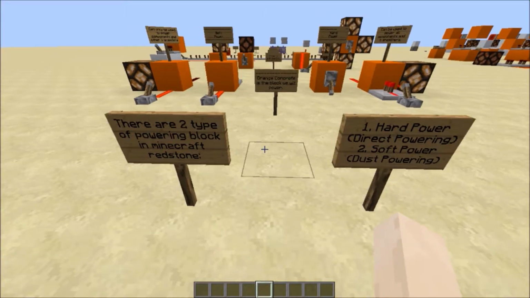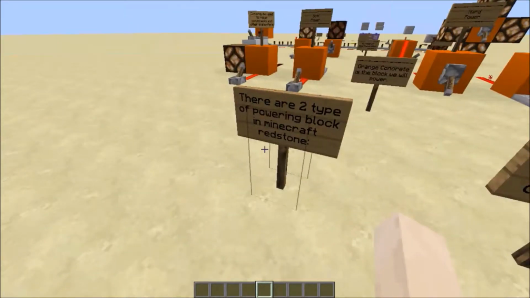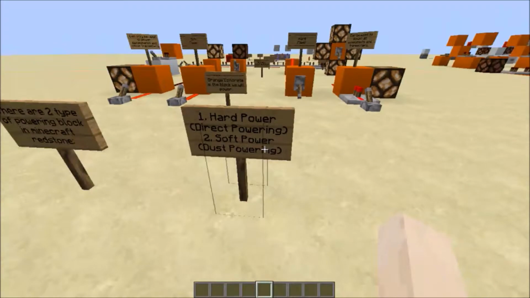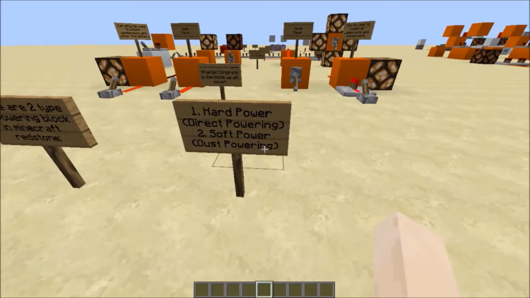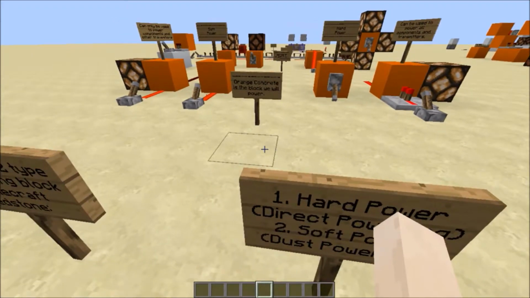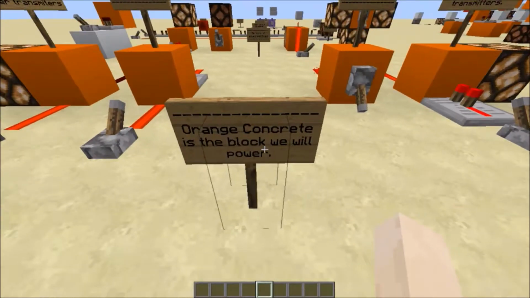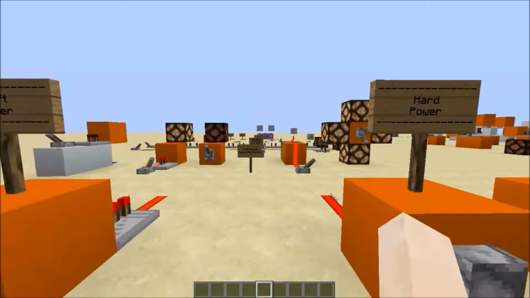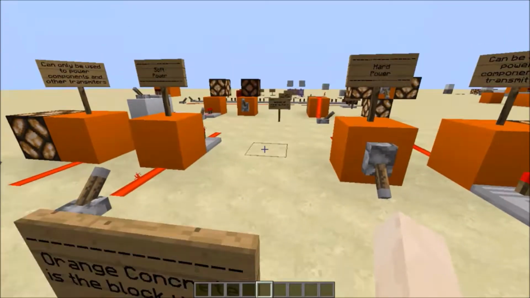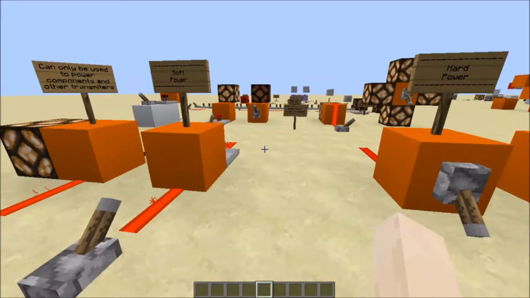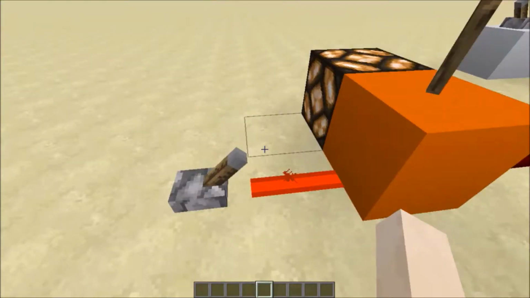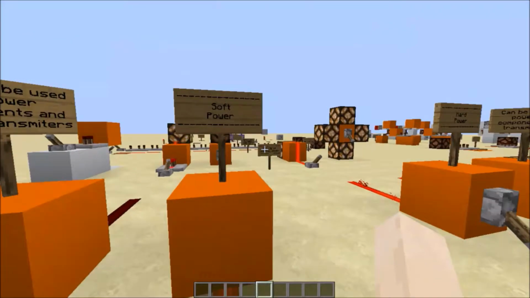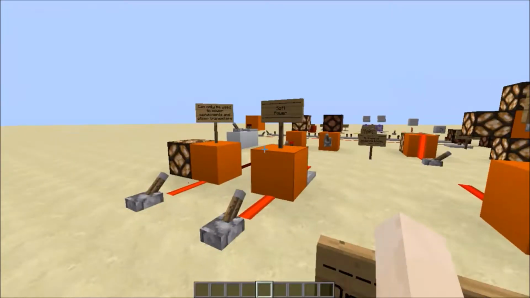First off, we are going to be talking about the two types of block powering in Minecraft Redstone, which is hard power, when you directly power the block, and soft power, when you power the block with redstone dust. Orange concrete is the block where you're going to power through. Right, so let's get straight in. Soft power. This is soft power and this is hard power right over here.